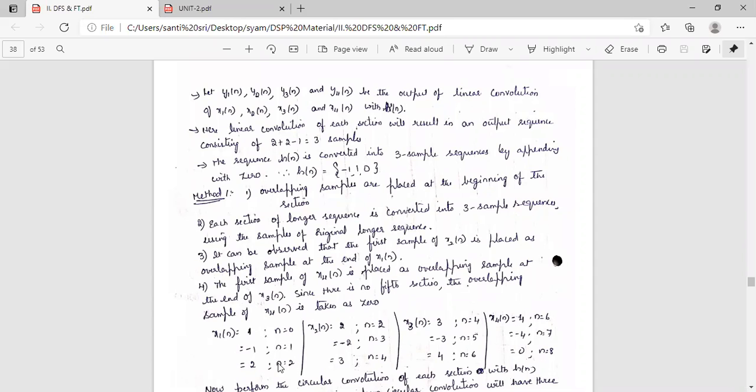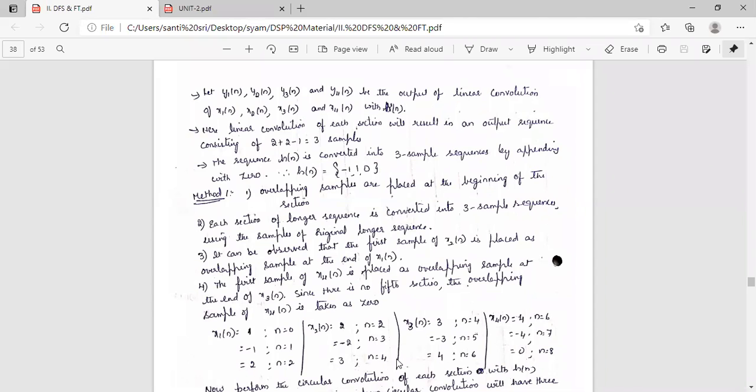What is the third sample? The third sample is nothing but the first sample of x2 of n. Similarly, in x2 of n, the third sample is the first sample of x3 of n. In x3 of n, the third sample is the first sample of x4 of n, that is 4. In x1 of n, the third sample is 2 for n equal to 2. Similarly, in x2 of n, this is 3, the first sample of x3 of n.